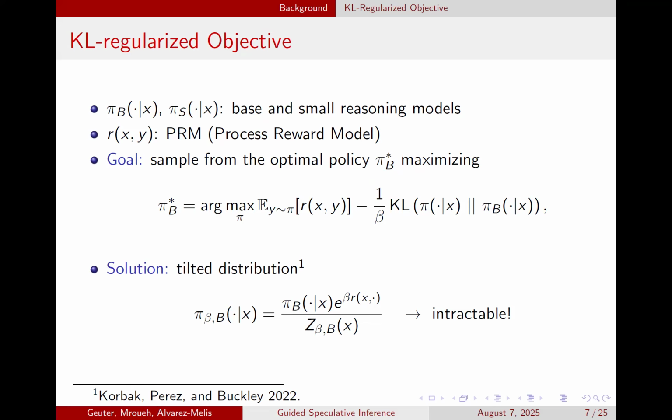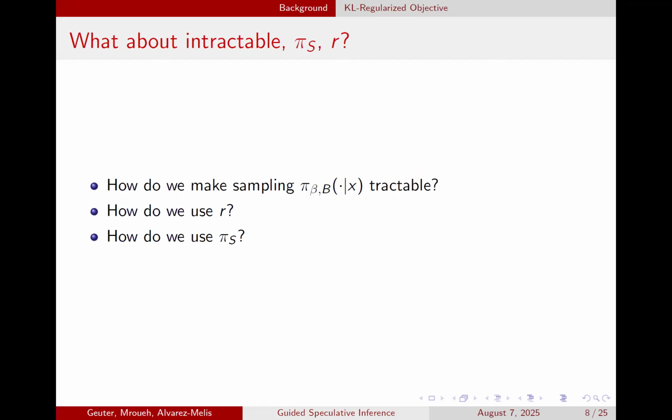Okay, so just to recap, the goal in the end is we want to sample from something that is ideally close to this distribution, but that's also fast. And at this point, maybe there are a few questions. First, how do we make sampling from this distribution actually tractable? Because currently it's not. Then also, how do we use our reward model? And also, how do we use the small model, which I haven't really mentioned. The answers to these questions are, for the first two, we use soft best of n sampling. For the last one, we do something that's similar to speculative decoding. And if you're not familiar with these terms, I'll also explain them now.